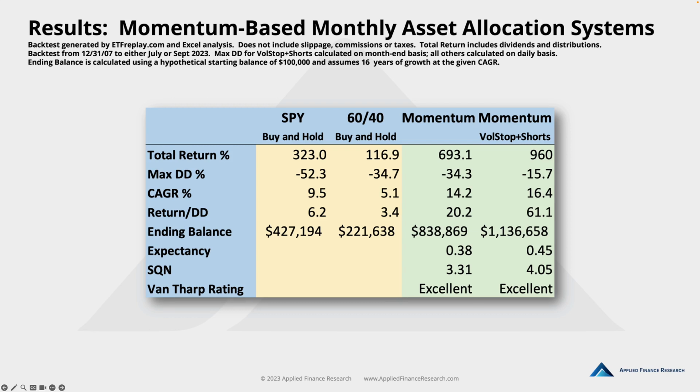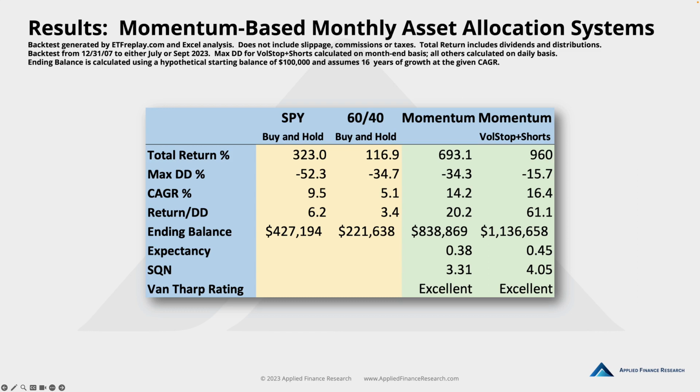On the left in tan, the first column is the buy and hold performance of the S&P 500 and the buy and hold performance for a globally diversified buy and hold portfolio comprised of 60% stocks and 40% bonds. For the first 5 metrics, total return through ending balance, we see that the standard first generation configuration of momentum system beats the S&P on all metrics.